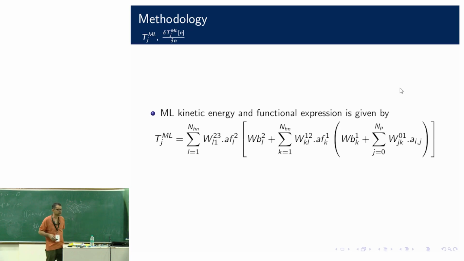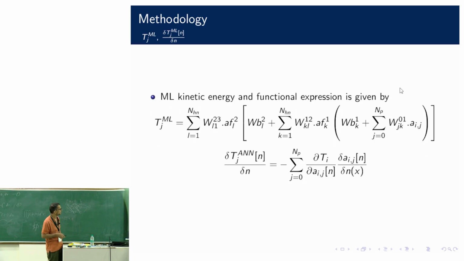So W is a kind of row vector, A is a column vector. Then you take the dot product, the scalar product of these two.